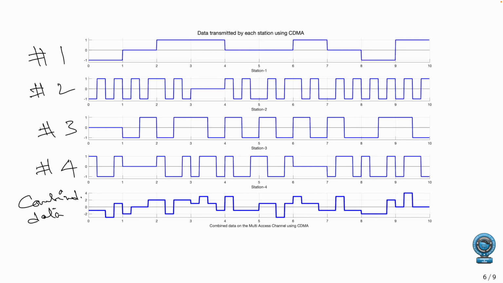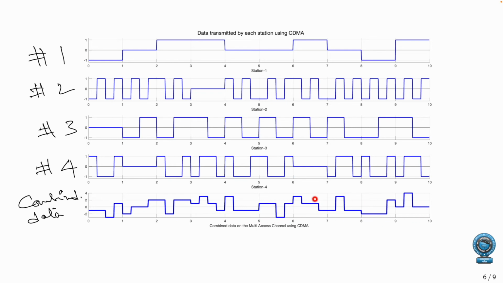Now what is happening basically in the first interval, this plus this plus this plus this, if you add it, this is the waveform that we will get, and this is the waveform that the receiver will receive. This is a combined waveform. It has the data corresponding to all the 4 stations.